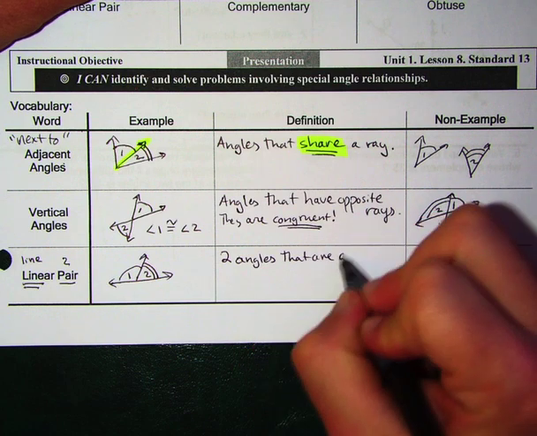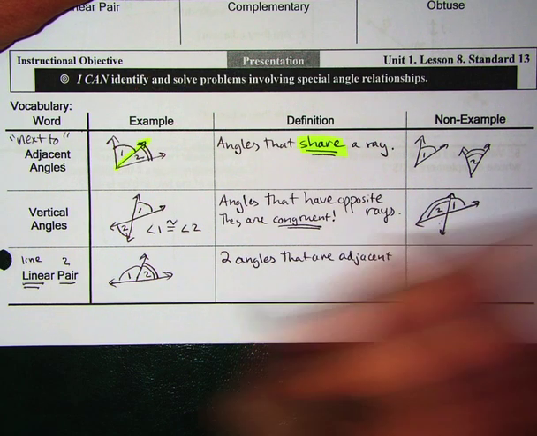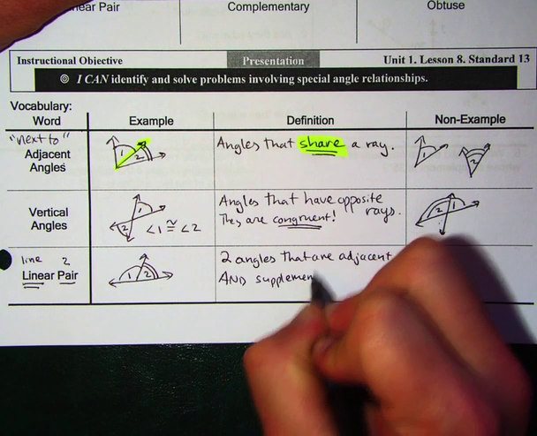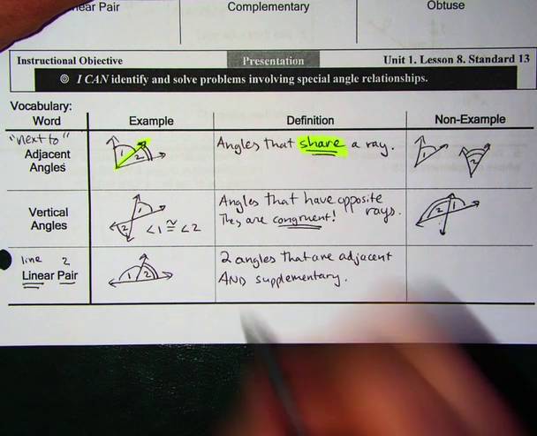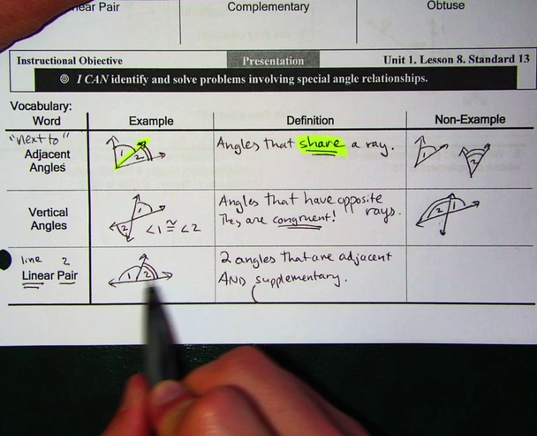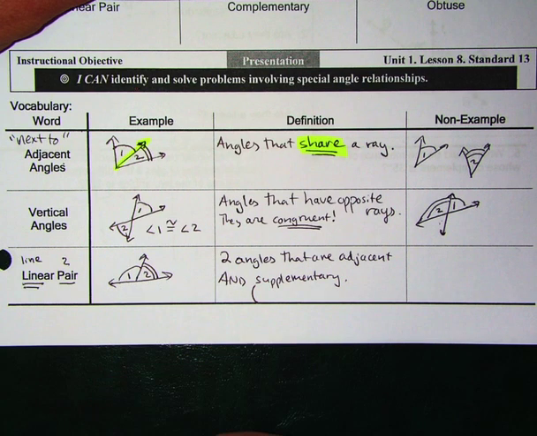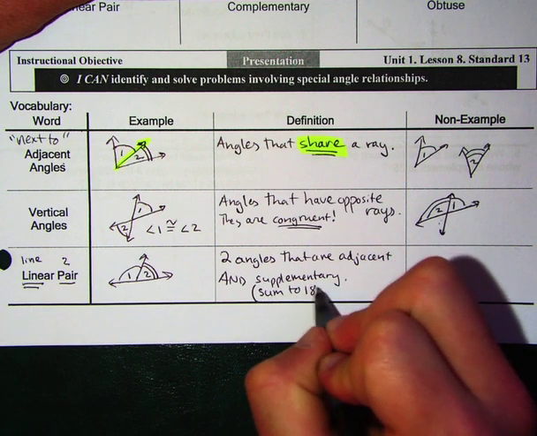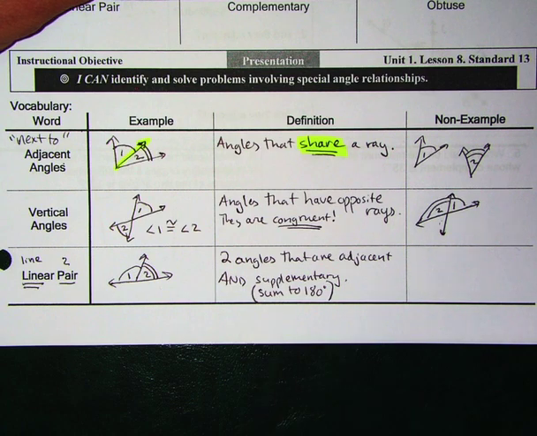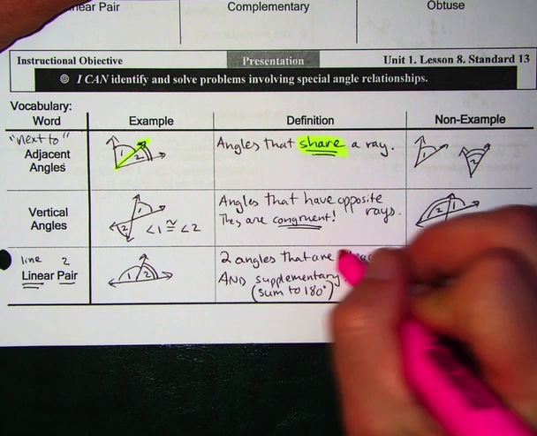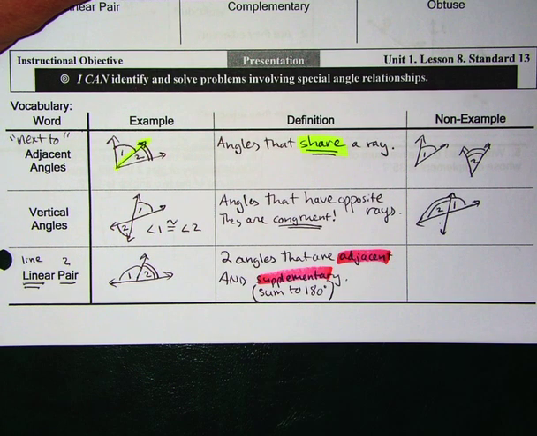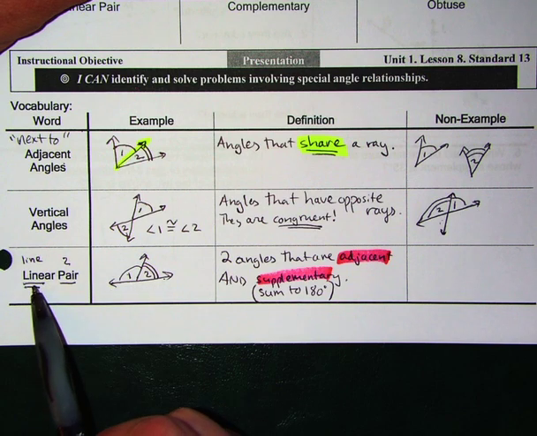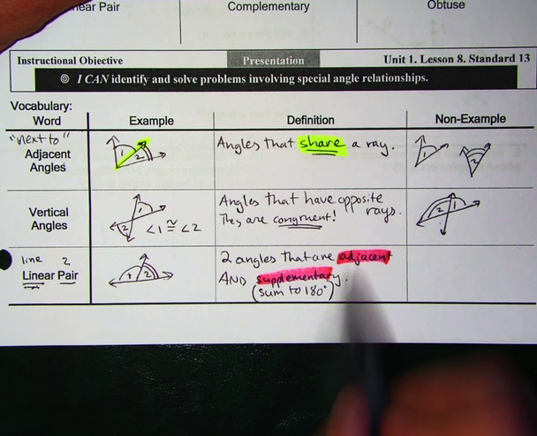A linear pair is going to be two angles, because it's a pair, that are adjacent and something we're going to call supplementary. You might be saying, well, what's supplementary? Can you see the straight angle here, the straight line? What do you think angles 1 and 2 sum up to? 180 degrees. They sum to 180 degrees. Both of these things must be true. They need to be both adjacent and supplementary if you're going to call them a linear pair. And that makes sense, because when you add them up, they make a line. Two angles that add up to make a line, and they are adjacent.